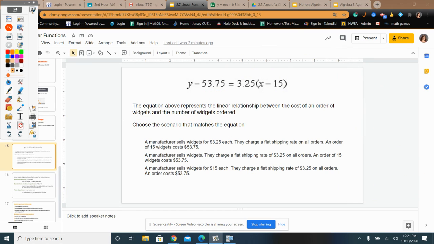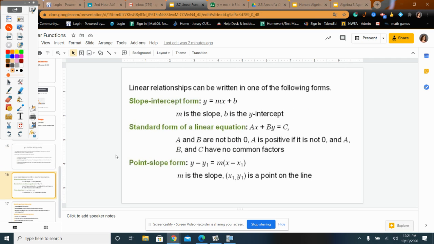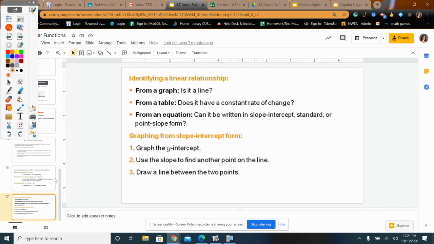So in summary, all the things we talked about today, we talked about all three types of equations of lines and their different properties. And we talked about how you can tell from a graph if it's a line. If a table has a constant rate of change, a plus 5, plus 5, plus 5, then it's linear. And if you can write it in one of these forms, then it is a linear relationship. And you know how to graph from slope-intercept form by finding the beginning, the y-intercept, and then doing the rise over the run, and completing the line. Okay, so that's it for linear relationships and linear functions, and we'll talk a little bit more about writing equations of these on our next lesson.